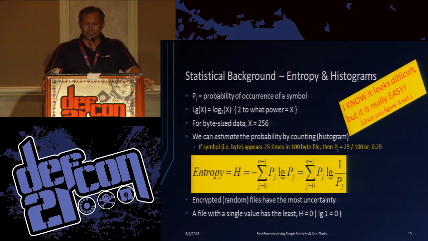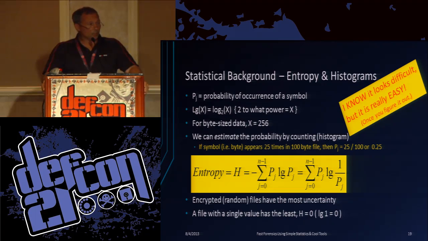All right, a little bit of statistics here. So P is the probability. The log is often abbreviated LG to mean log base 2, and that's simply 2 to what power equals x. So log base 2 of 256 is 8. Log base 2 of 4 is 2. Log base 2 of 8 is 3, and so on.